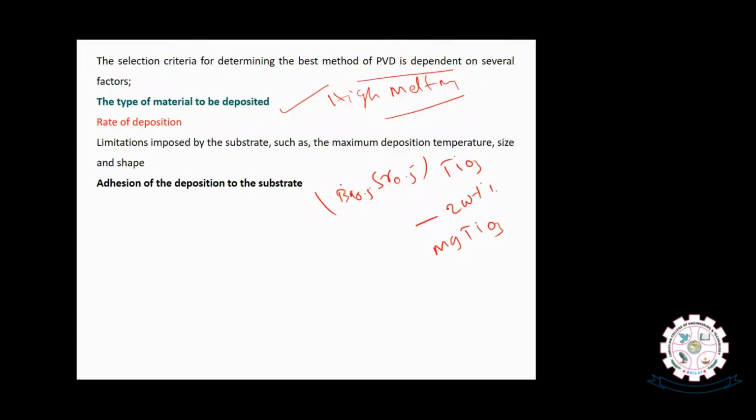In that case, to do this kind of material deposition, I have to have a special understanding about the technique also. I cannot say, okay, I have a thermal evaporation system in my lab, so I can use it. You cannot use it because the composition is very critical. If the composition is not coming properly, then you will not be able to get a very good quality thin film. In that case, you will have to choose a proper technique. And the rate of deposition.